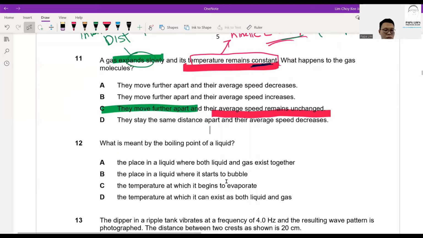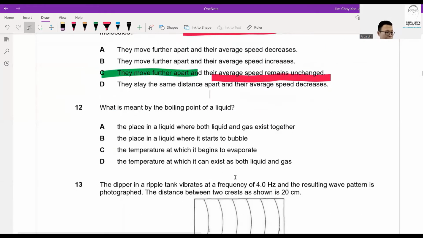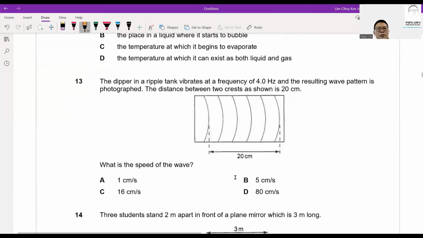Okay, so now number 12 is okay. Number 13, a common mistake that I see when I mark the paper is that when I say 20 cm here, 20 cm is actually not the wavelength. Here you must remember the picture: each of the dots, or each of the lines, represents a crest. Between the two dots is what I call the distance from crest to crest. So between these lines is actually one wavelength, one lambda. There is one wavelength here, one here, one here, and one here.